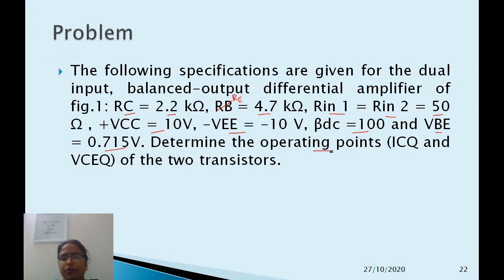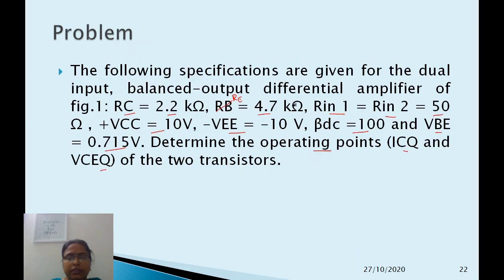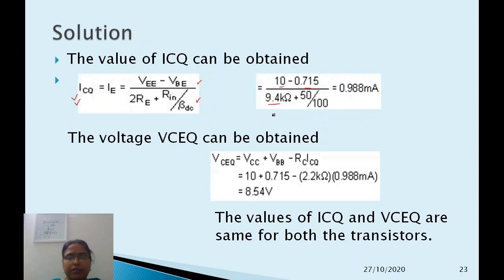We have to determine the operating point ICQ and VCQ. The value of ICQ can be obtained from this equation, that is equal to VEE minus VBE upon 2 times RE plus Rn upon beta DC. All the values of the parameters are given. VEE equal to 10 volt minus 0.715, which is VBE, upon 2 times RE. What is RE? RE is 4.7, so 2 times it is 9.4, plus 50 upon 100. Solving this, what we will get? ICQ equal to 0.988 milliampere.